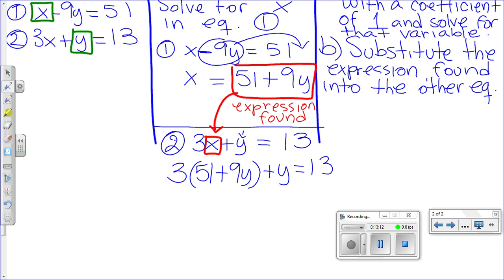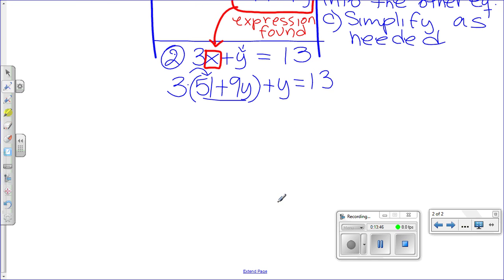So you lengthen 51 and add the y's together. Well, before we do that, we have to distribute the 3. Oh. Because the 3 is multiplying everything inside the parentheses. So, to the other equation, let's add to that, simplify as needed. So let's go ahead and do that.